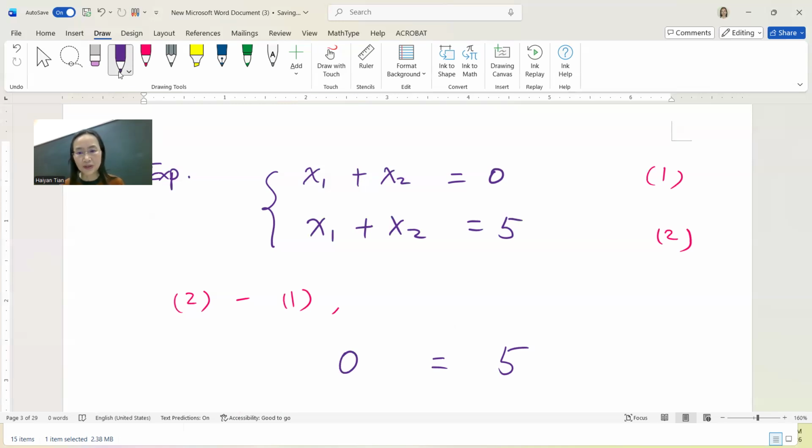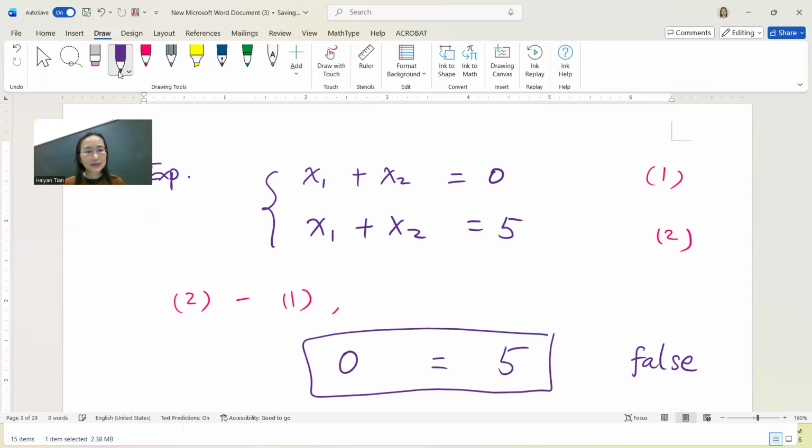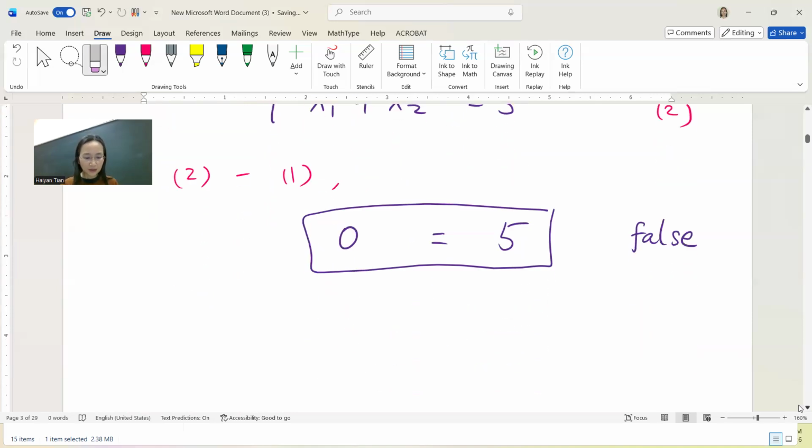And that cannot be true because it's always false, right? No matter what values of x1 or x2, it's always a false statement. That means the system cannot have a solution, because no matter what value for x1 and x2, these two equations imply that 0 is 5. It is always false no matter what.